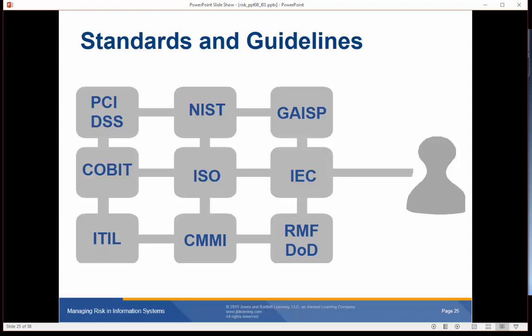So the PCI DSS is built around 6 principles. Each of these principles has 1 or 2 requirements. The principles and requirements are: build and maintain a secure network, protect cardholder data, maintain a vulnerability management program, implement strong access control measures, regularly monitor and test networks, and maintain an information security policy. So basically, merchants using the credit cards are required to comply with the PCI DSS.